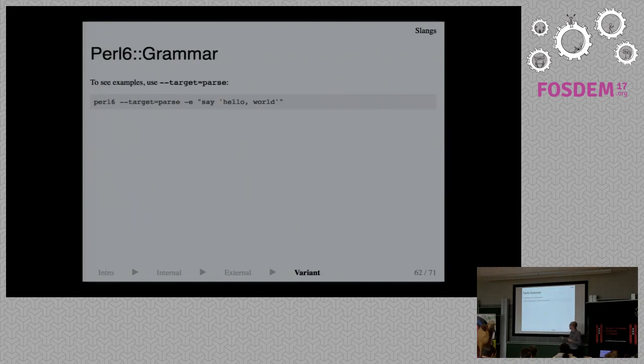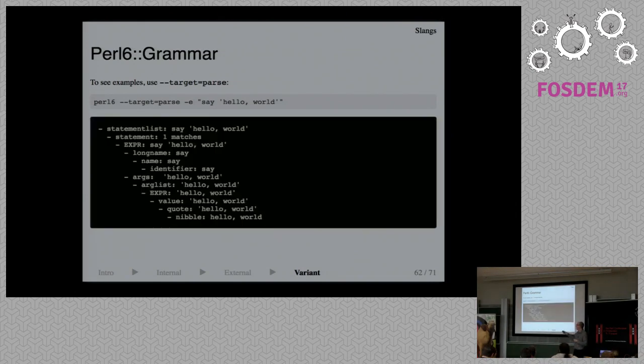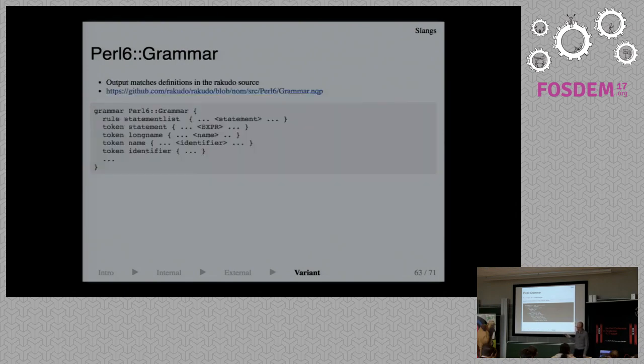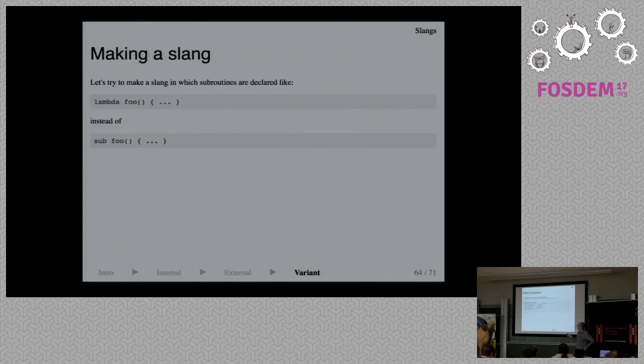So if you want to change one of them, well, first, if you want to see what they look like, you can say --target=parse, and you'll see the parse tree that's generated while your Perl 6 program is being parsed. Then, if you look in the source for Perl 6, you can see the definitions of these, and they look just like the grammar that we just made up. So they have these things like statement, statement list, name, identifier.